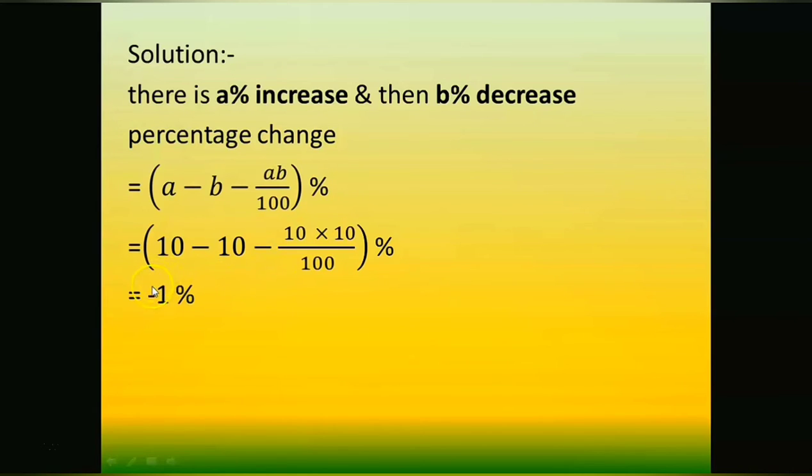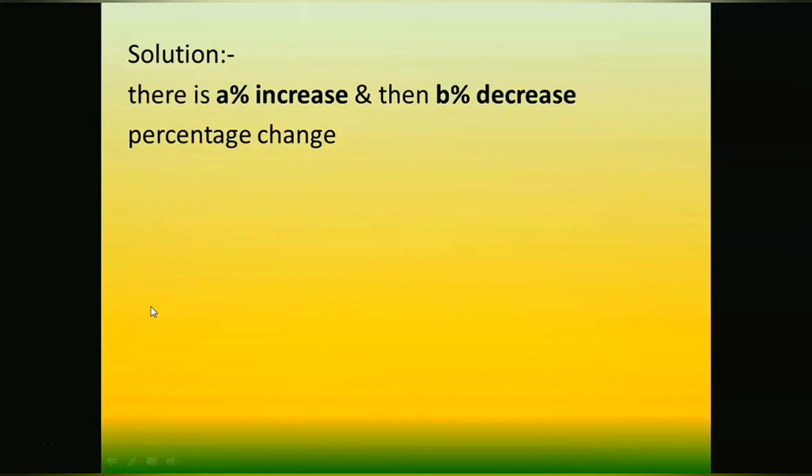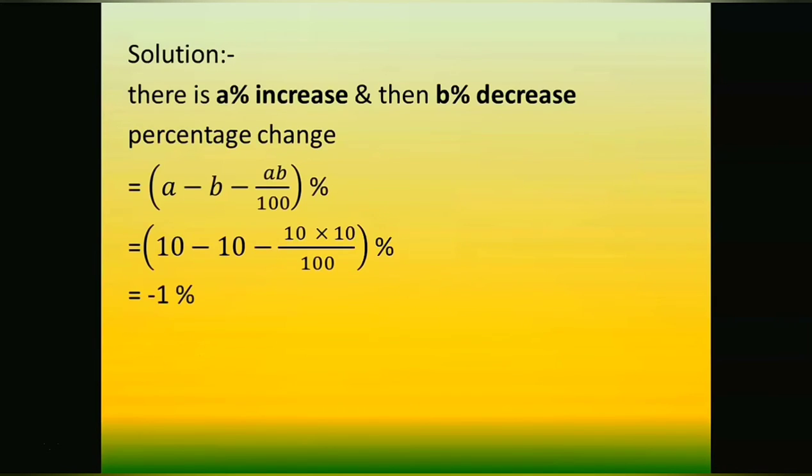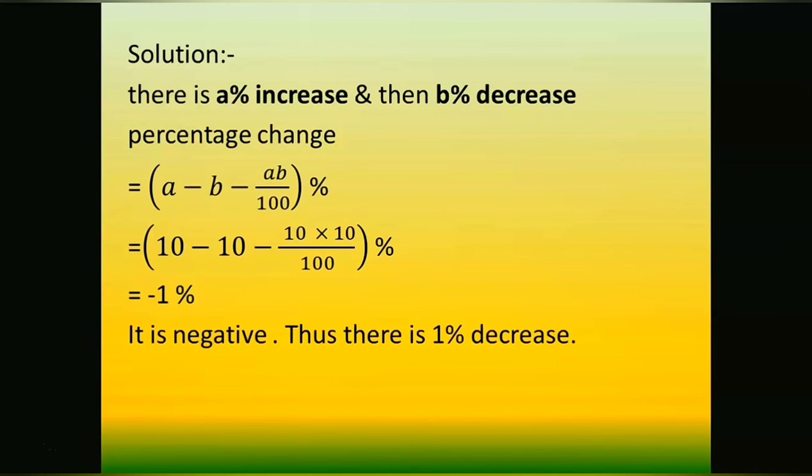Now see here, the sign of this answer is negative. What does this tell you? This tells that the net effect or the final effect on the number is negative. That means it has decreased. It is negative and thus there is a 1% decrease in that number.